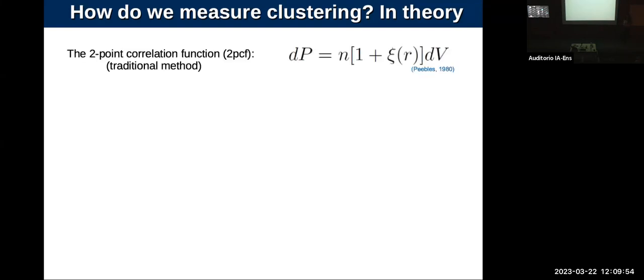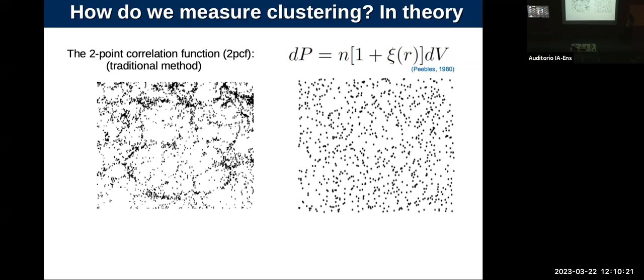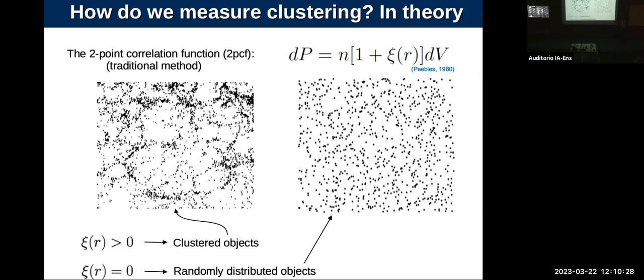So the way that people have commonly measured the clustering of galaxies is by using 2-point correlation statistics. So this means that people measure the 2-point correlation function. And this function is just giving you an excess probability of finding a galaxy pair, so two galaxies, at that distance r in a given volume for a given number density. So let me just give you an example. If you have two galaxy samples, this one on the left and this one on the right, if you measure the 2-point correlation in these samples, this is what you are going to obtain.